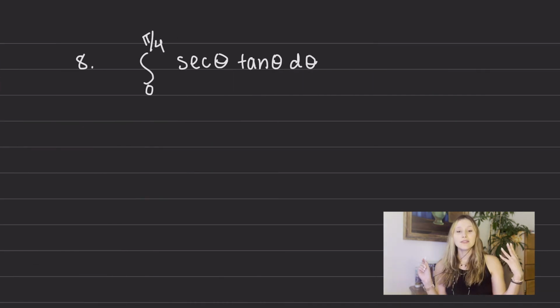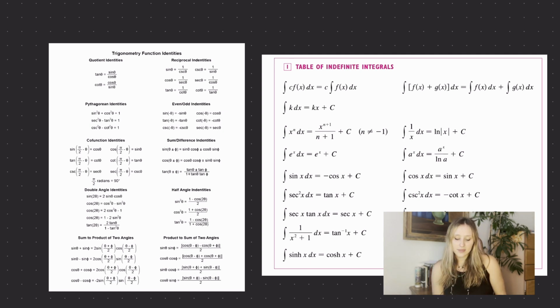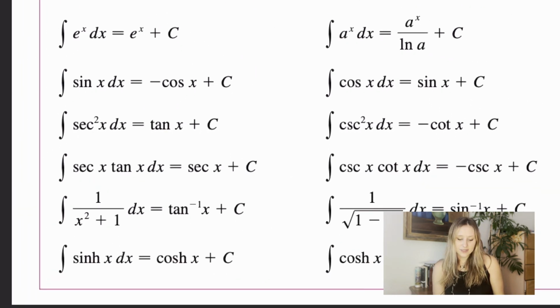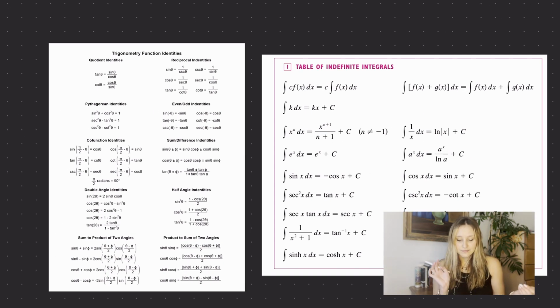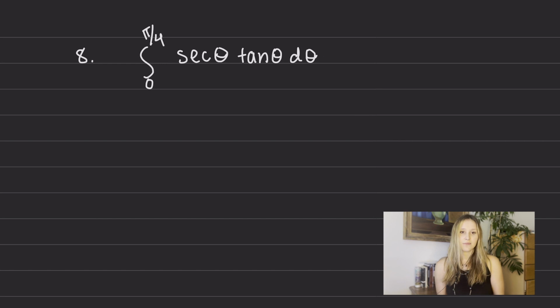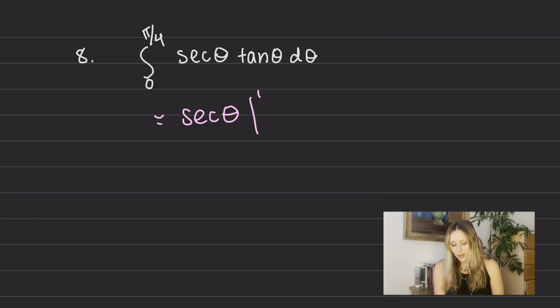Next, the integral of secant tangent is going to be tangent. That's not true. The integral of secant tangent is going to be secant. You know, that's the truth, okay? That's the truth, I promise. So this is going to be secant evaluated at pi over 4 and 0. Secant is 1 over cosine.